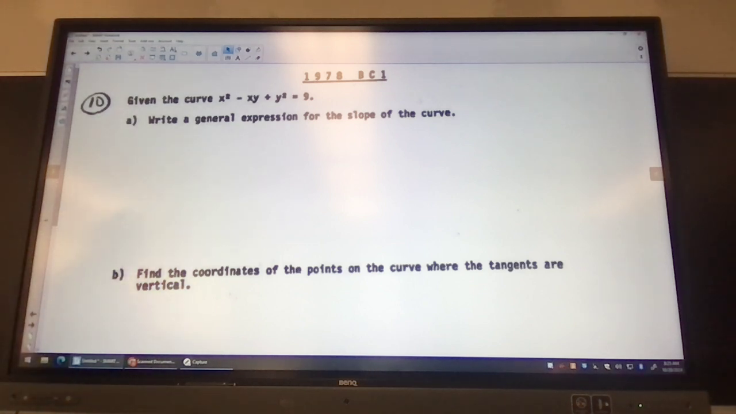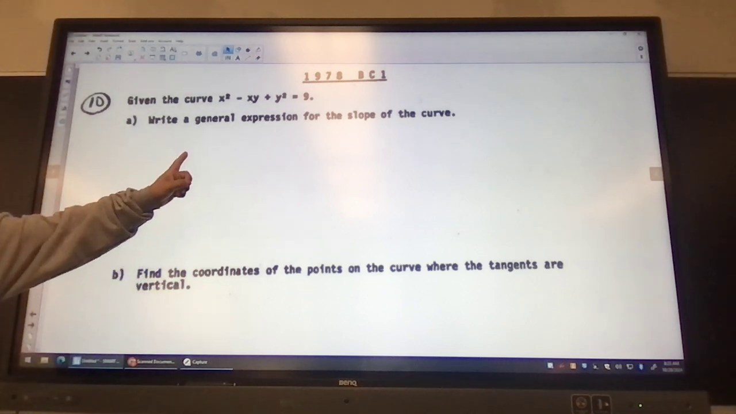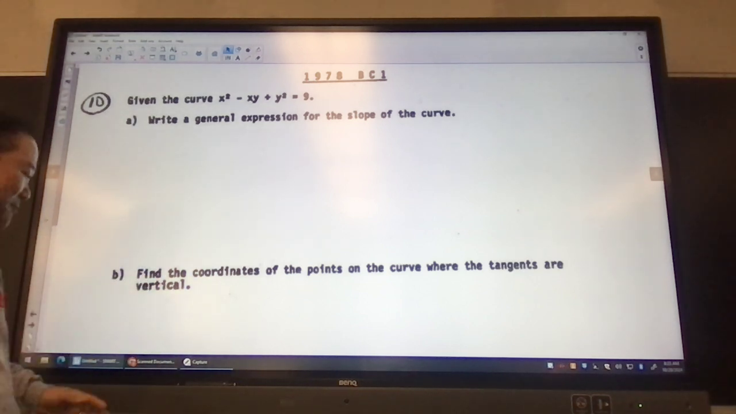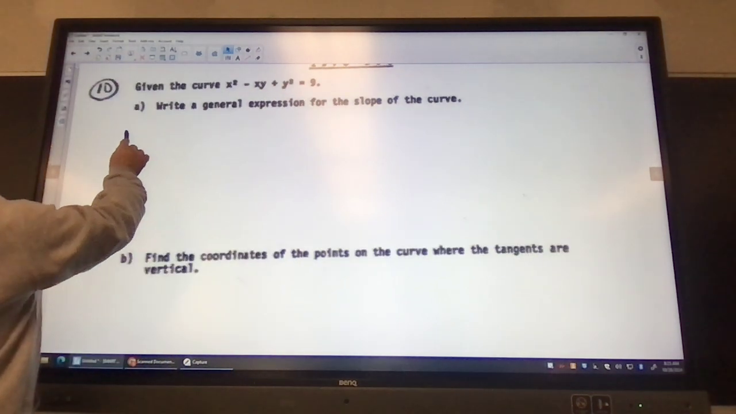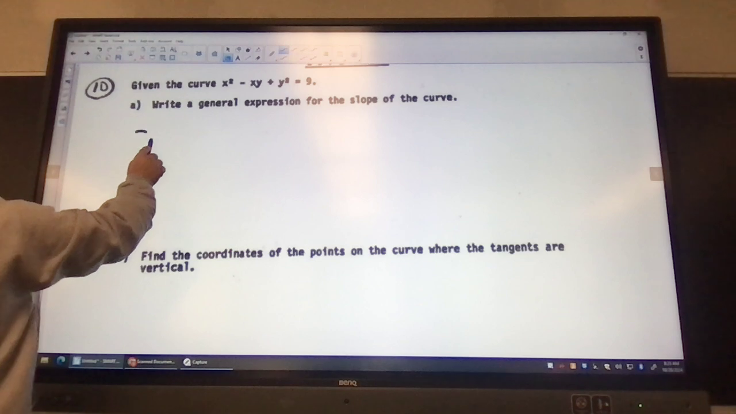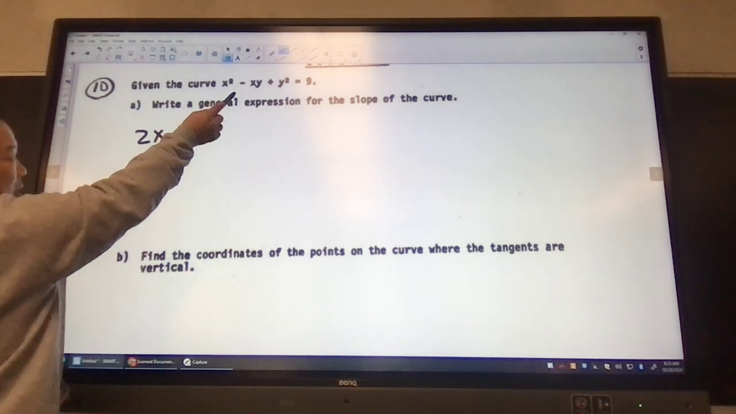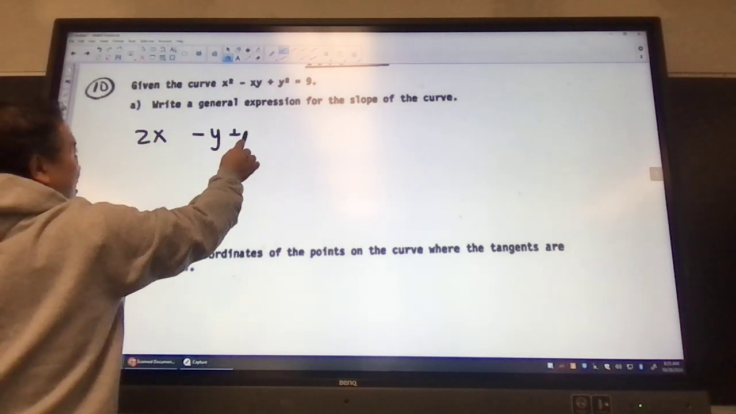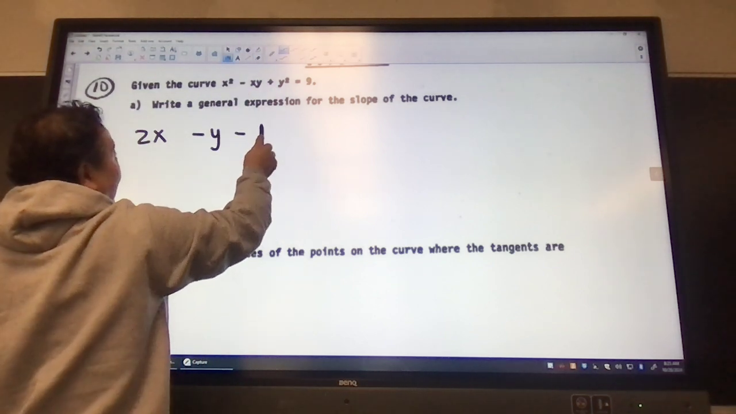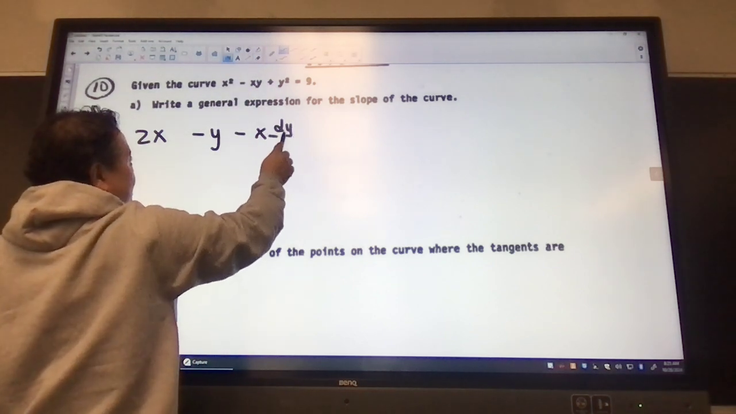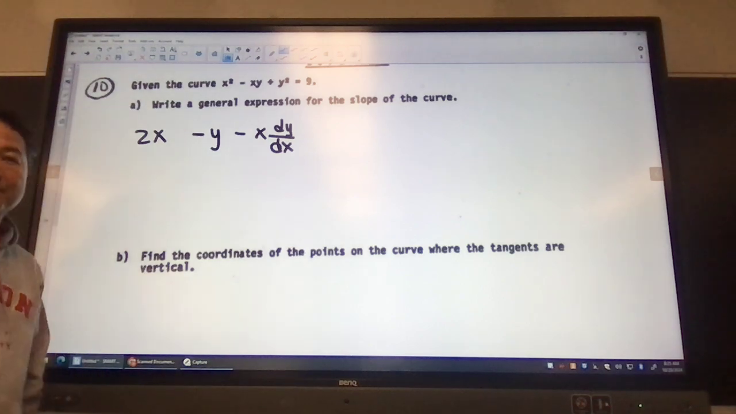So here, given the curve right over here, find the general expression for the slope of the curve. Basically, they are looking for dy over dx. Would you agree? That's the first one. All right, so let's look at it, guys. So first we get 2x. Second here, what do we get, guys? Negative, or can I just call it minus x dy over dx? How about that, guys? You good?